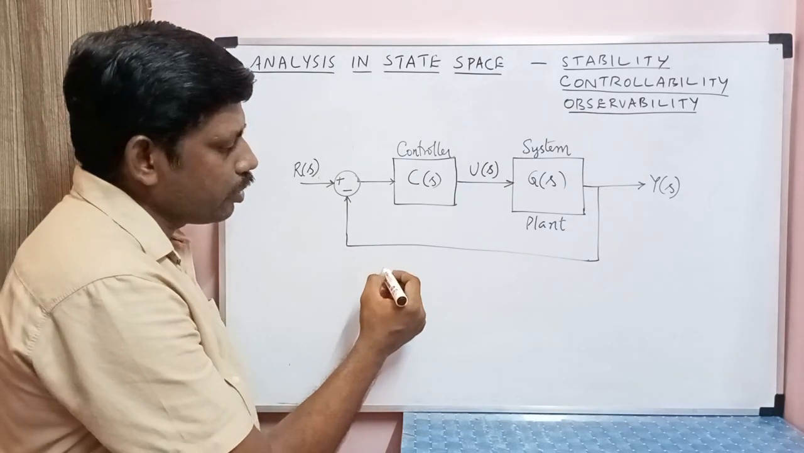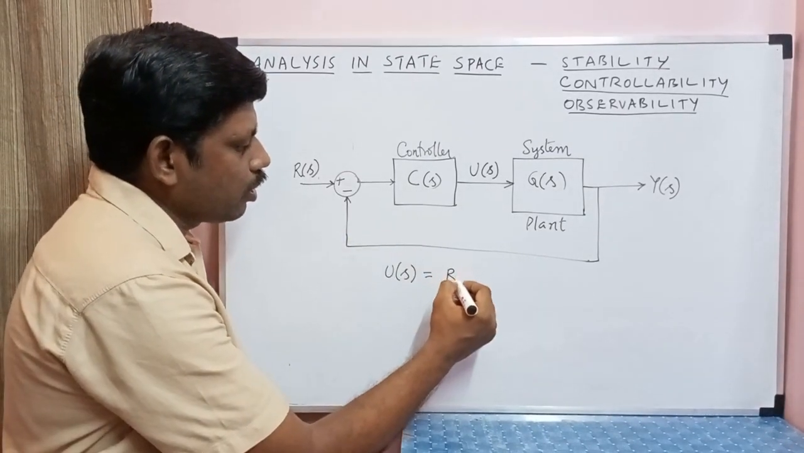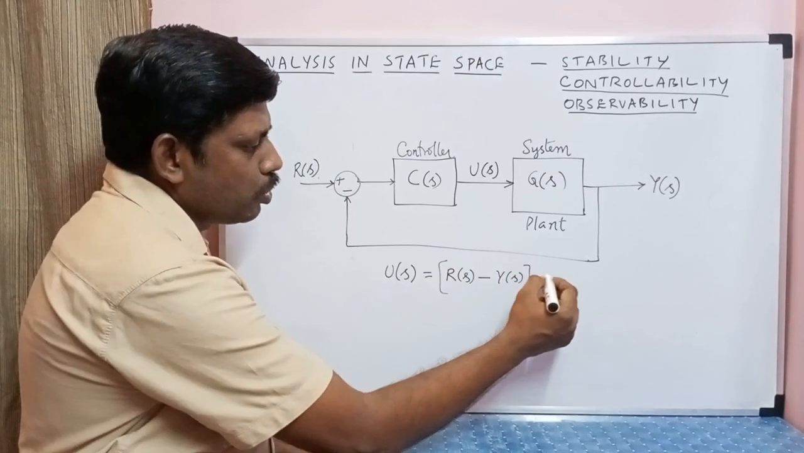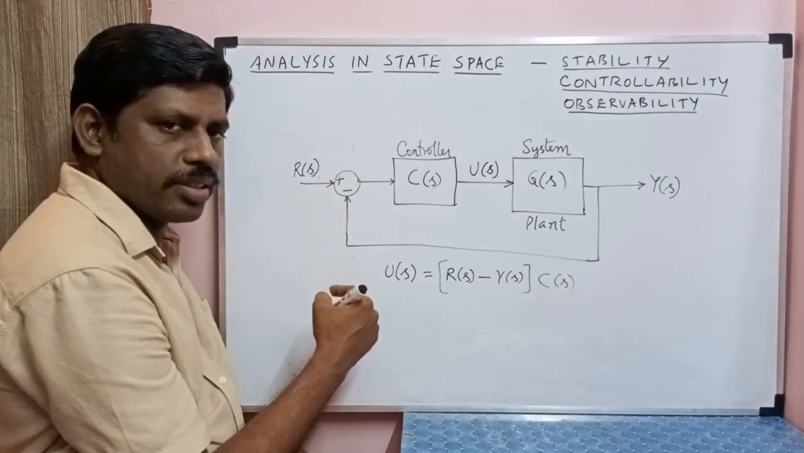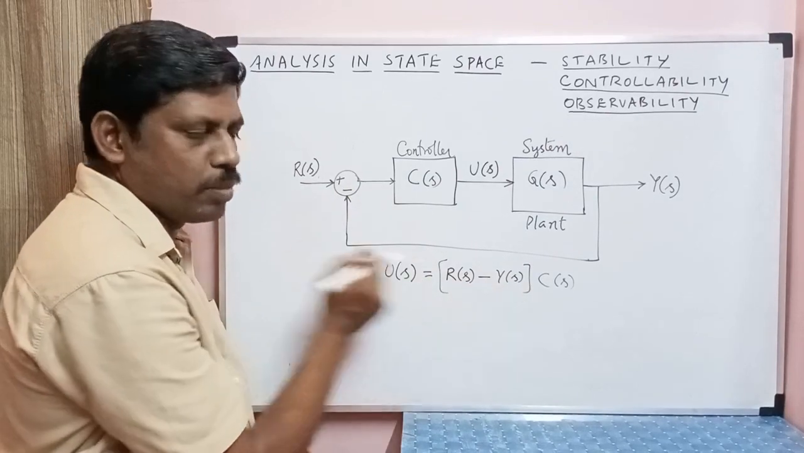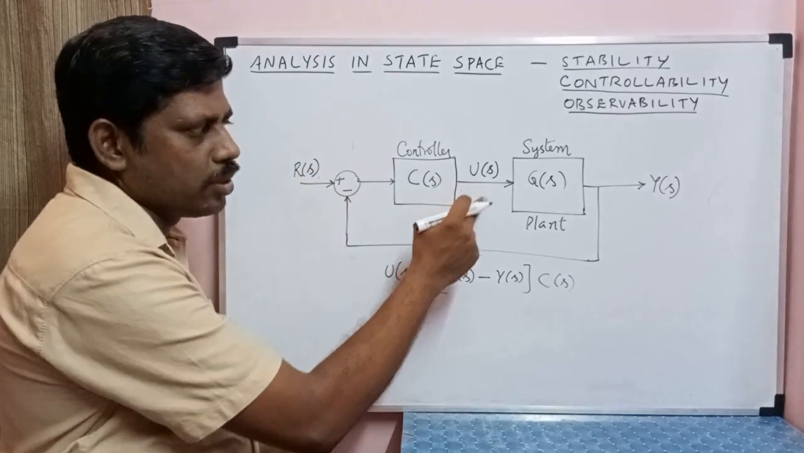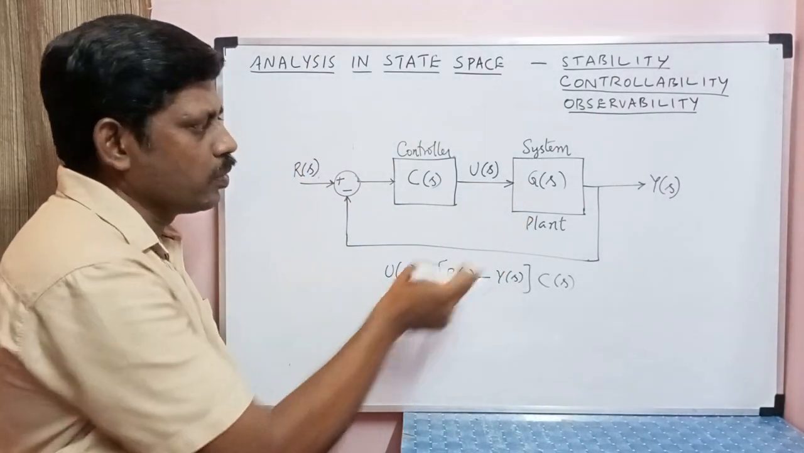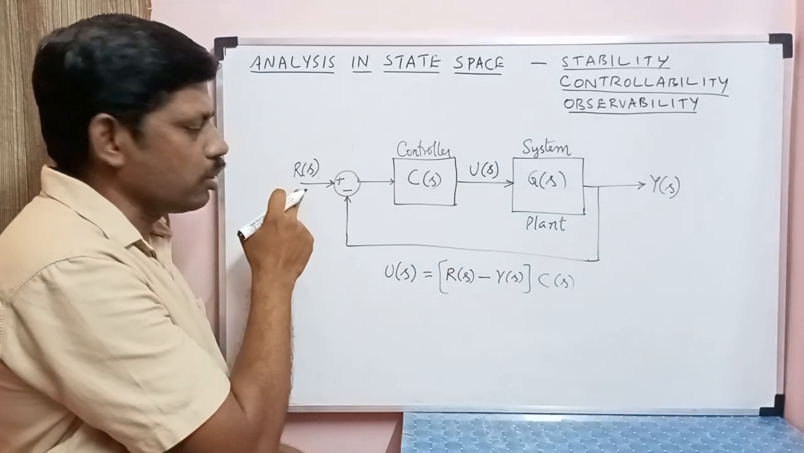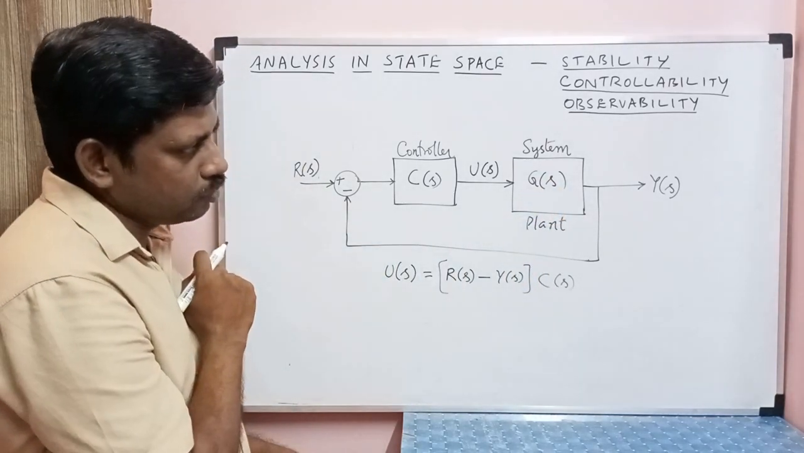The control law here is u of s is equal to r of s minus y of s, multiplied by c of s, where c of s is the transfer function of the controller. Okay, so this is the error signal r of s minus y of s, that is multiplied by c of s, and that is available as the control input to the system. Now this input u, I will call it as a control input, and this is called as the reference input. Okay, and this is the feedback signal. Fine.